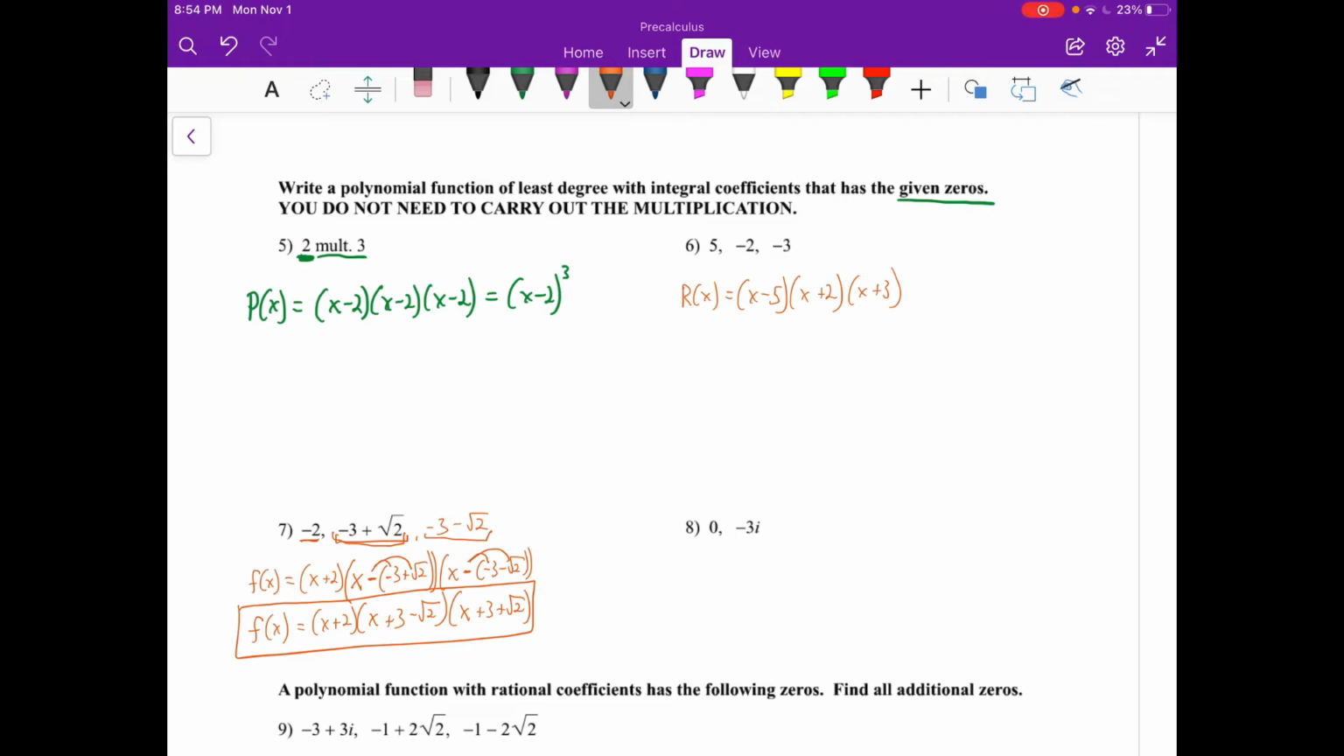Our last one of this section. Let's call this g of x.